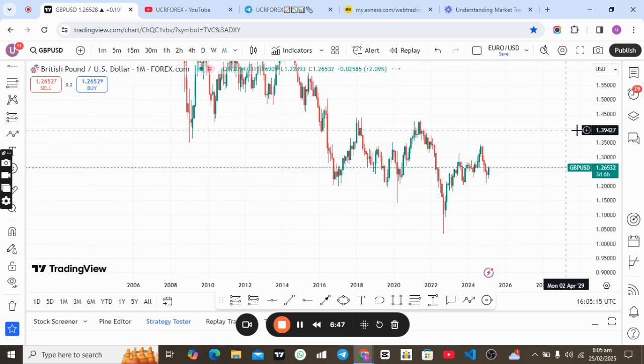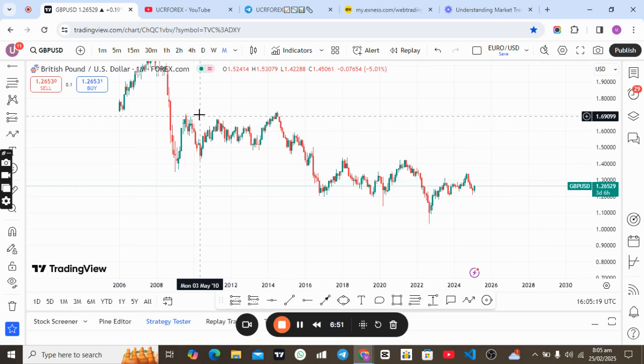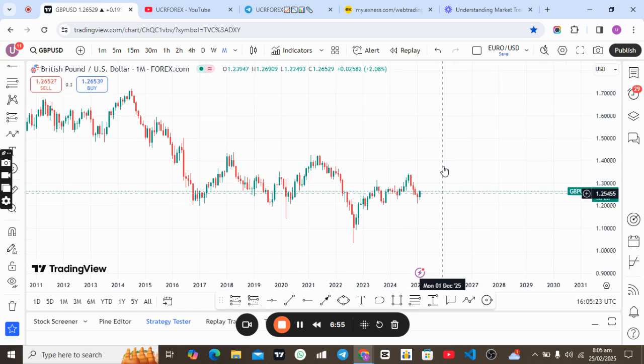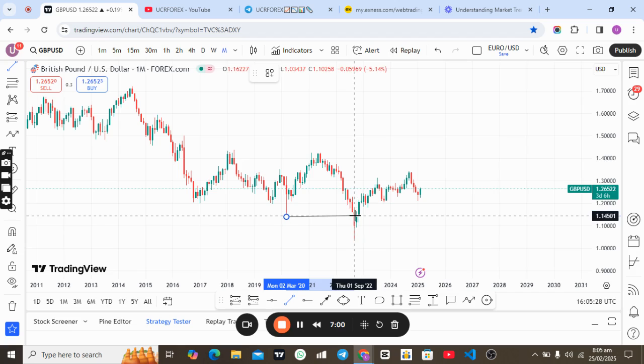So without wasting much time, let's start. This is it now. This is GBP/USD on monthly time frame. The market is strongly bearish. So now we could just see that what the market has done here is that the market has actually broken a structure. The market has broken a structure this way.